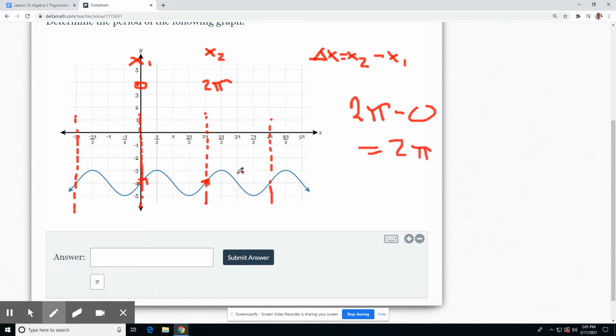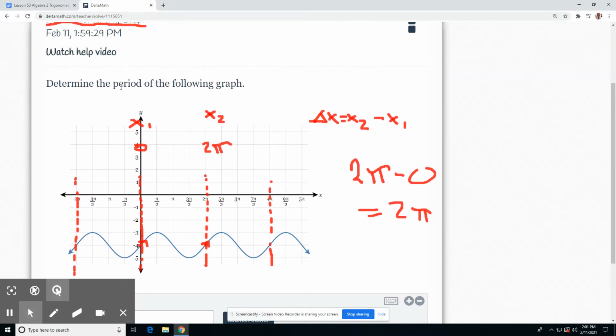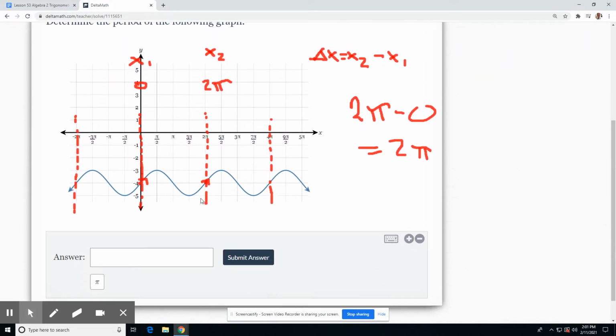So this graph repeats itself every 2 pi. That's the idea of period: how long does it take to repeat itself? 2 pi.